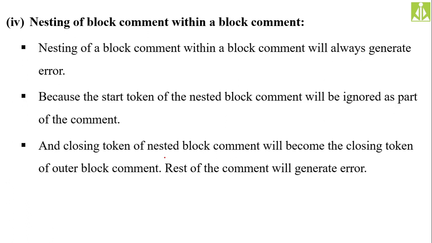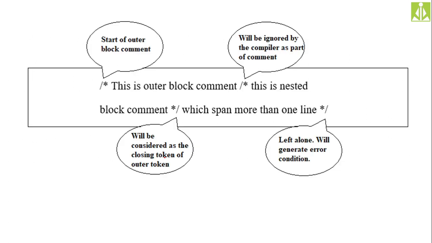The next thing, nesting of a block comment within a block comment. This will also not generate any kind of error. See here. Yes, this will generate an issue. Sorry, I beg your pardon. Over here we have started the block comment, and when it sees the start of a block comment, the compiler starts ignoring the stuff. Till what extent will it ignore the stuff? Until it sees an end token for the block comment. From here it will ignore all these things. This entire thing will be ignored.